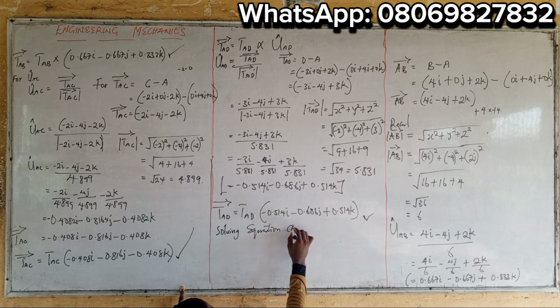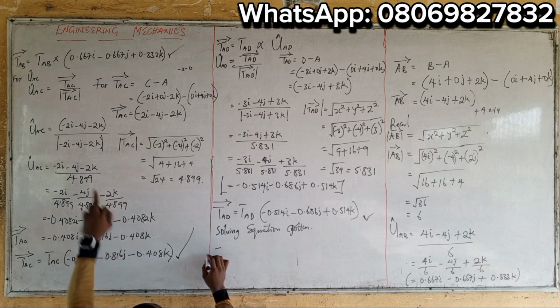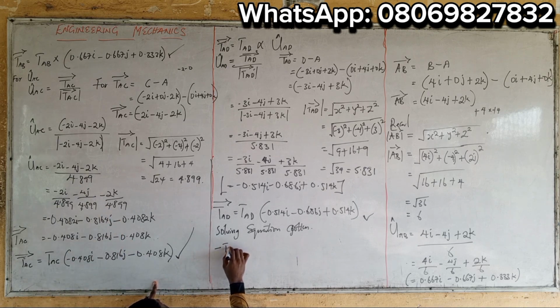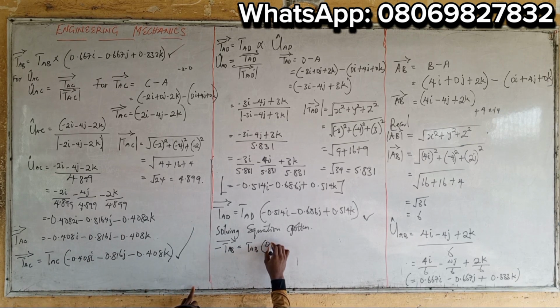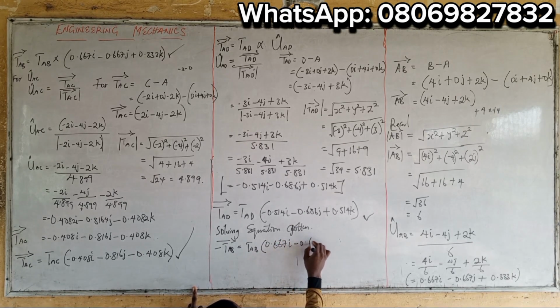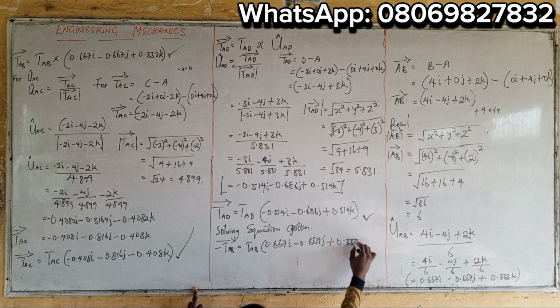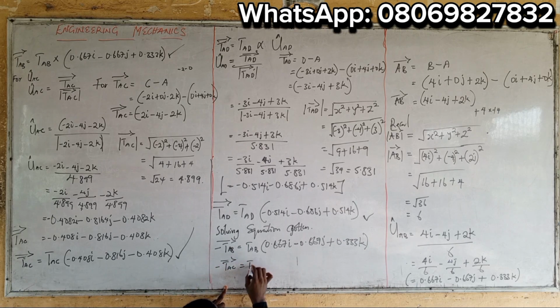Got it? The first one, what's the first one? TAB, position vector, is equal to TAB (0.667i minus 0.667j plus 0.333k). And the second one is for what? TAC, position vector TAC. What is our TAC?